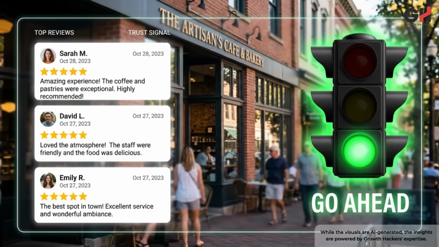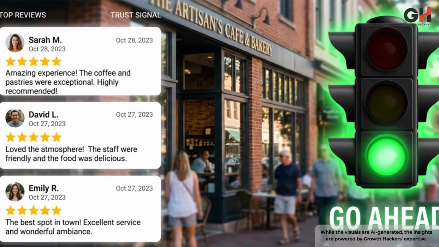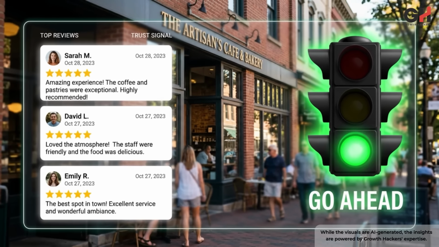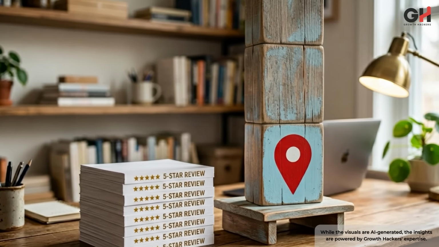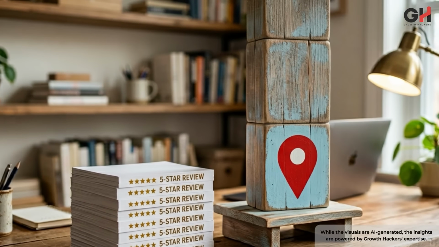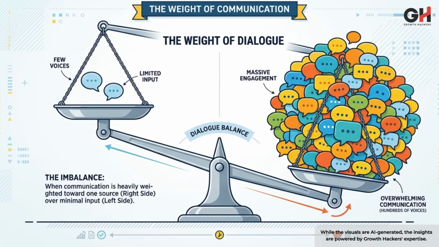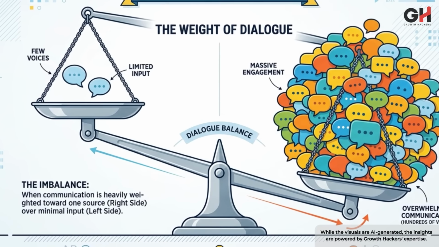Sentiment and quality. Positive sentiment acts as a green light for AI to promote you in local queries. Review volume. A high volume of reviews signals authority and reliability to Google's algorithms, ensuring your business stays at the top of the map pack. And why volume matters. High review volume creates statistical confidence for AI. The more people talking about you, the more authoritative the AI considers your brand to be.